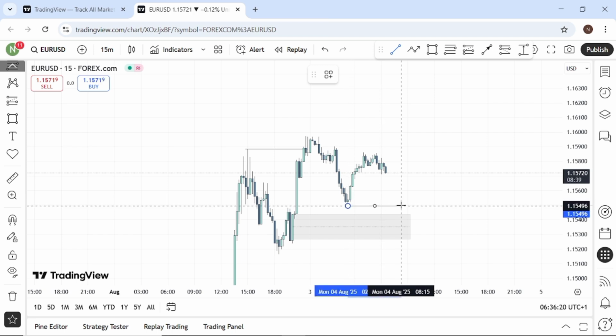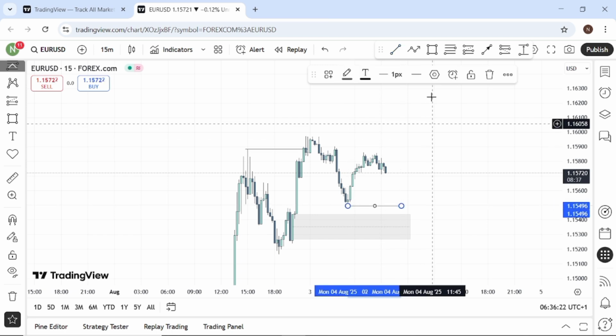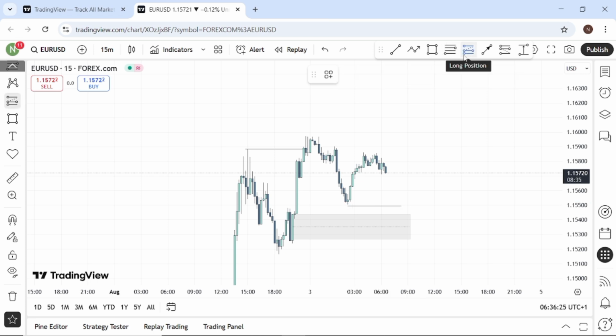A liquidity sweep, a liquidity that must be swept, and a continuation.